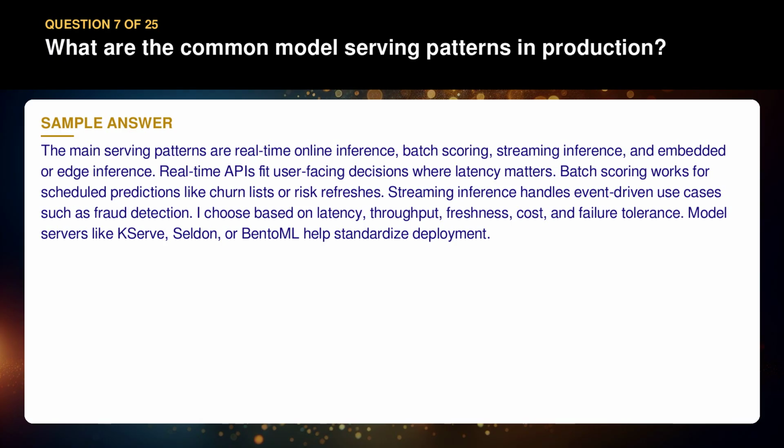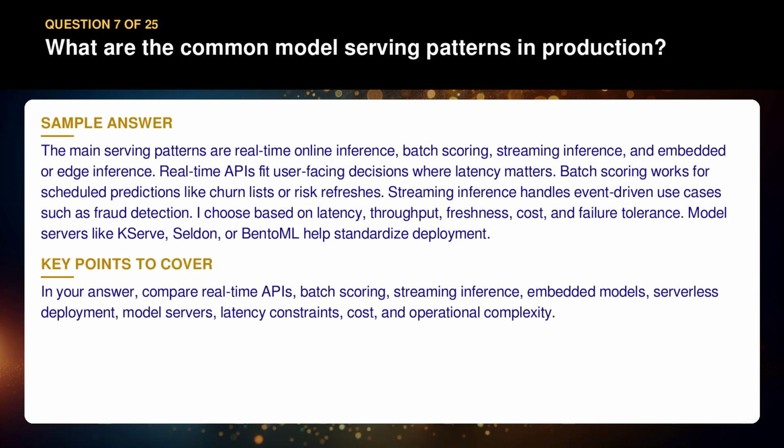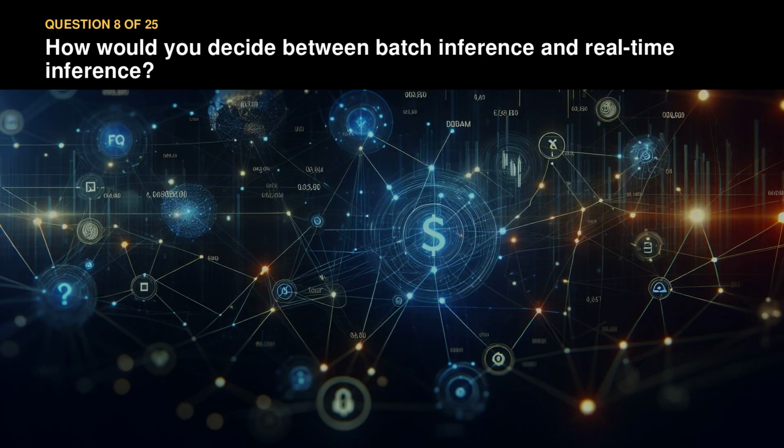I choose based on latency, throughput, freshness, cost, and failure tolerance. Model servers like KServe, Seldon, or BentoML help standardize deployment. In your answer, compare real-time APIs, batch scoring, streaming inference, embedded models, serverless deployment, model servers, latency constraints, cost, and operational complexity.